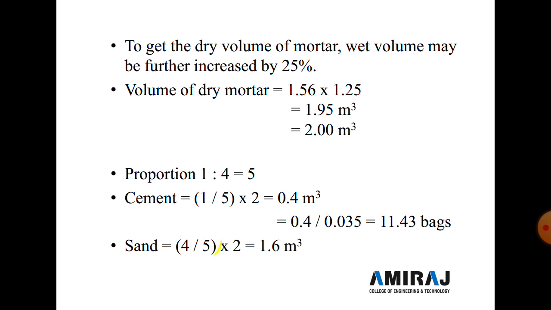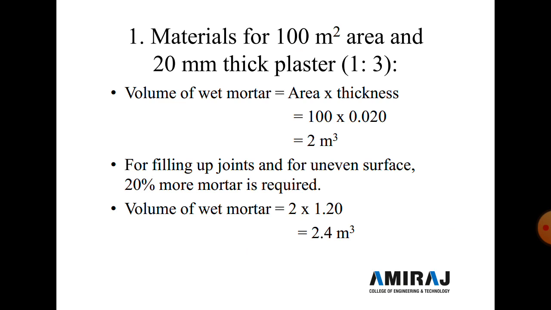Now sand: for finding out the sand, the ratio is 1:4. So 4 parts of the sand, so 4 divided by 5 multiplied by 2. So 1.6 meter cube sand is required to complete the work. Now next we discuss the material for a 100 meter square area. In the last slide we discussed 12 mm thick, but here we discuss 20 mm thick plaster.